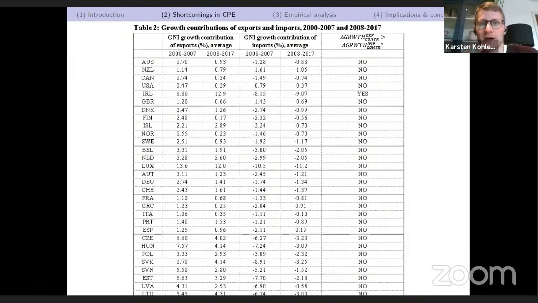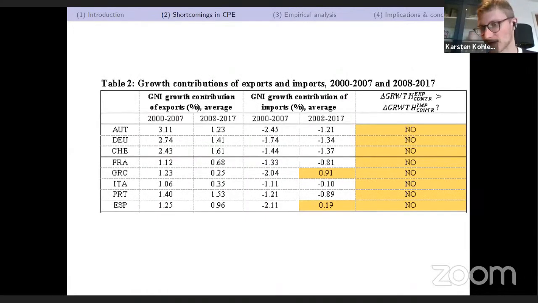So what we do here to disentangle that is we decompose the current account growth contribution into exports and imports. And then we ask the question: was the change in the growth contribution of exports larger than the change in the growth contribution of imports? This is what we report in the last column of the table. And you can see that for almost all countries in the sample, except Ireland, the answer is no. So for most countries, the improvement in the current account growth contribution did not come through a significant acceleration of export growth, but rather through a slowdown in the growth rate of imports. And this is also the case for the Southern European countries that are highlighted as an example.